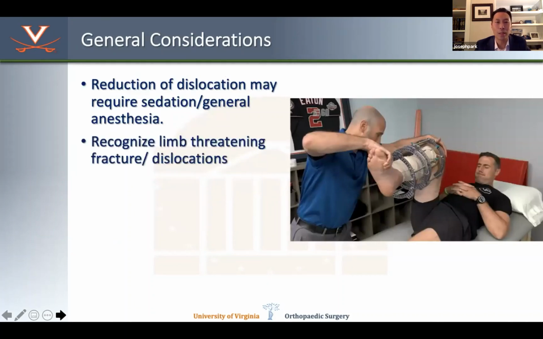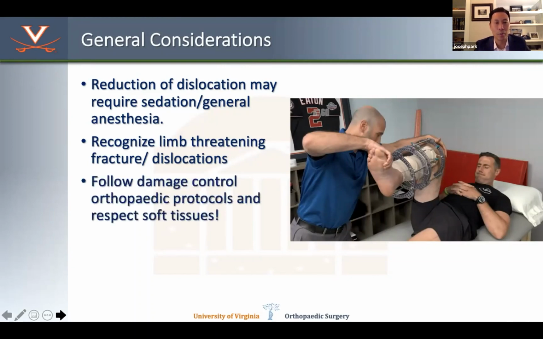You have to recognize limb-threatening fractures and dislocations. On the right, you see Alex Smith. He's in his spatial frame or external fixator, which was a result of a pretty horrendous injury and then complications related to his surgical treatment. Remember to follow damage control protocols and to respect soft tissues.